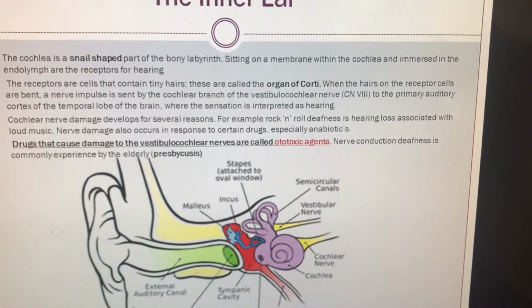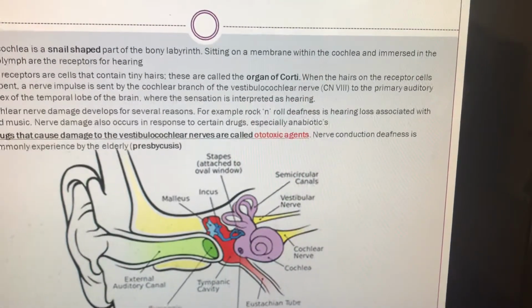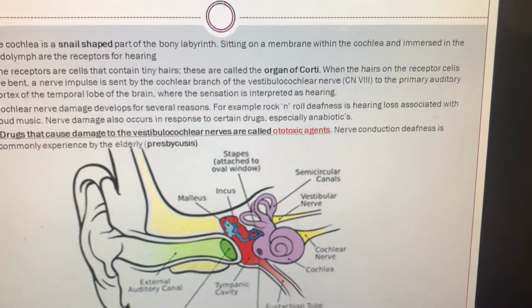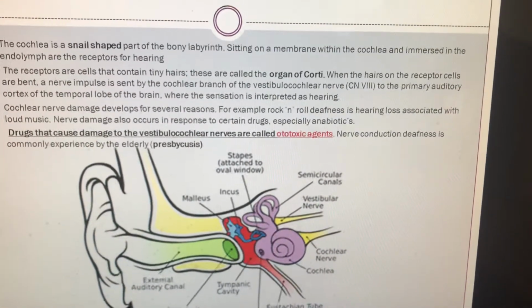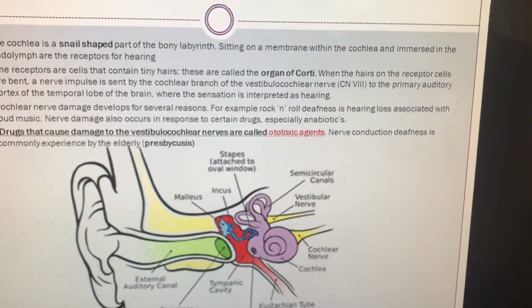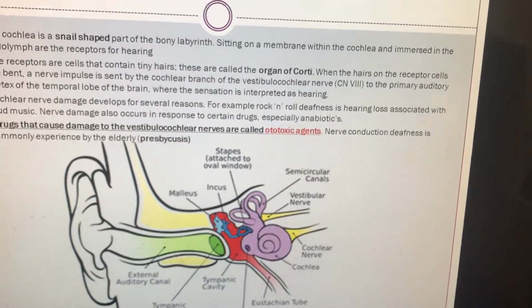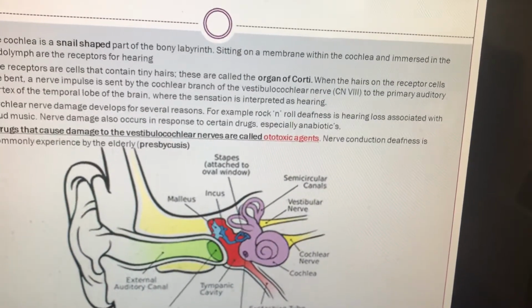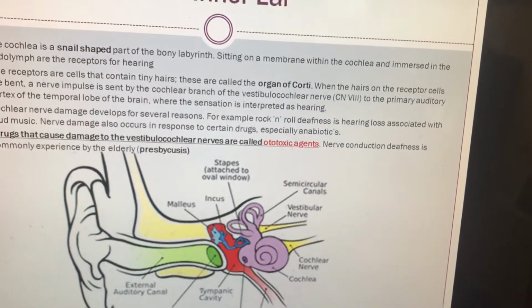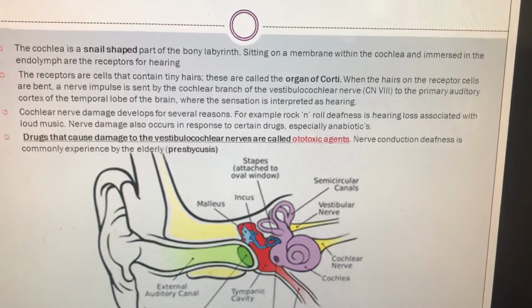So the receptors are cells that contain tiny hairs. They are called the organ of Corti. And when the hairs on the receptor cells are bent, a nerve impulse is sent by the cochlear branch of the vestibulocochlear nerve, which is your cranial nerve 8, to the primary auditory cortex of the temporal lobe of the brain. And this is where the sensation is interpreted as hearing.